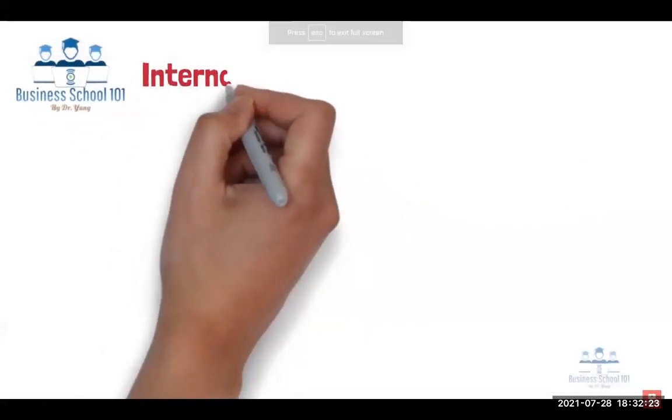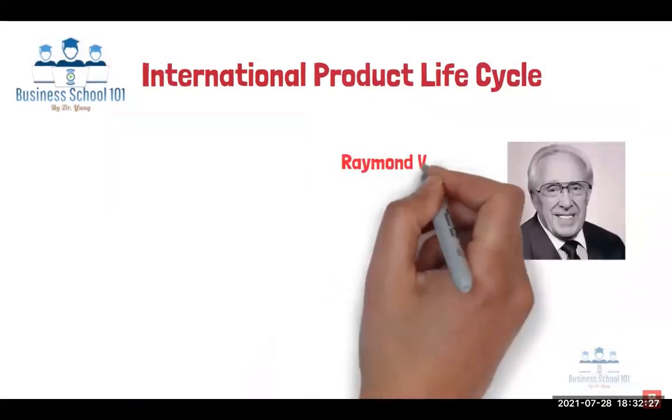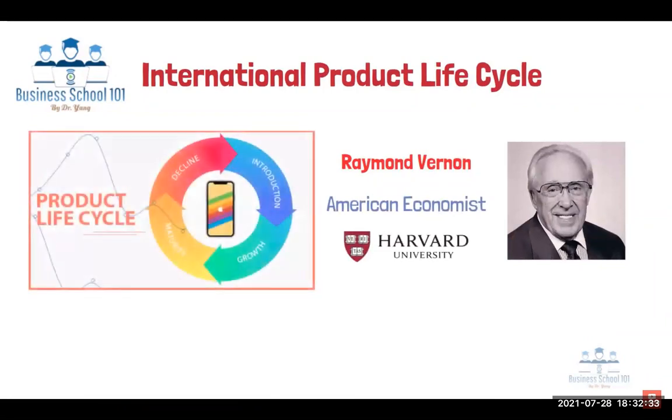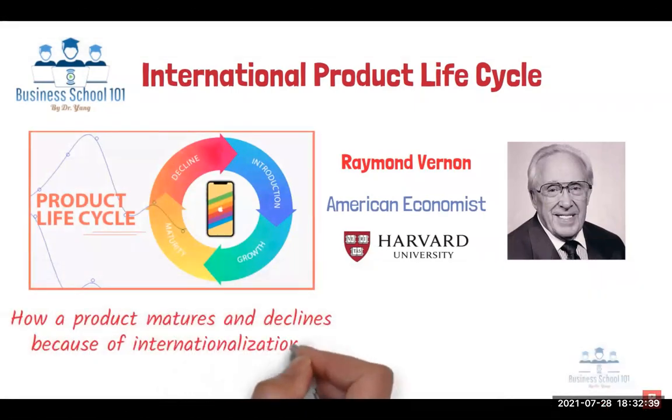The International Product Lifecycle Theory was authored by Raymond Vernon, an American economist from Harvard University in the 1960s, to explain the cycle that products go through when exposed to an international market. The cycle describes how a product matures and declines because of internationalization.